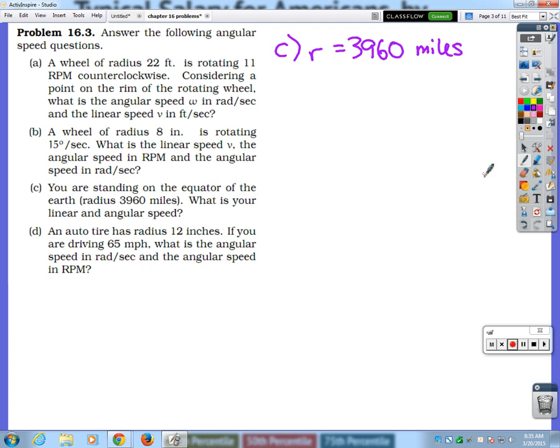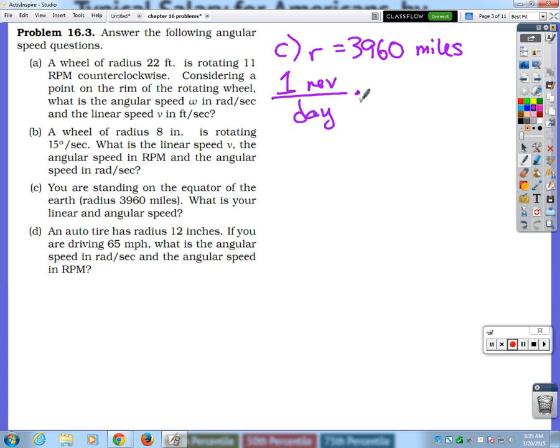No, you're standing on the equator. You're not in the middle of it. So we do have an astoundingly high linear velocity, which we'll get to in a minute. It says, what is your linear and angular speed? Right. You make 1 revolution per day.